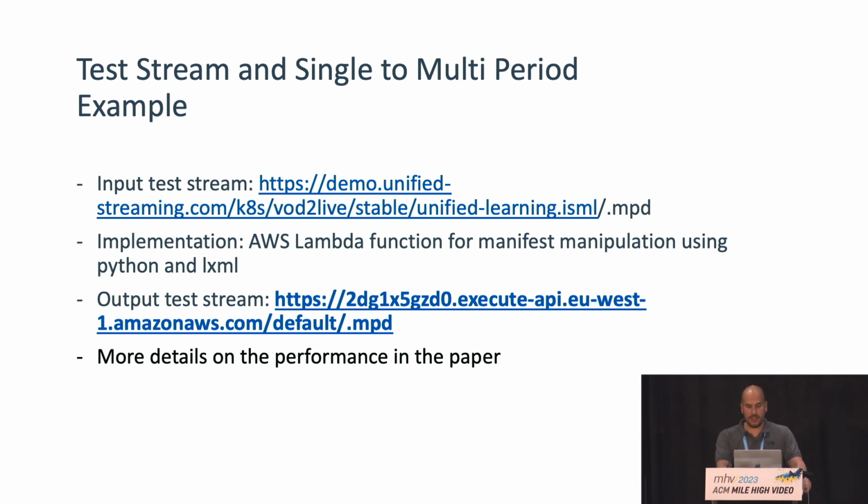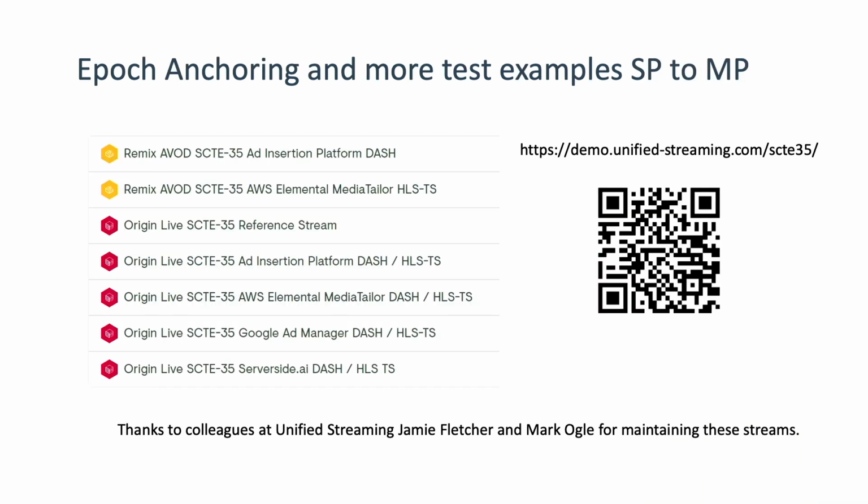This is basically a simple version of a DAI ad proxy, where you take a single period in. It can be a live stream. There's a link here to the live stream, and we implemented a cloud function in Python with lxml that just enables splitting the period, and it was actually working for live. So we got that working. That was implementing the single period to multi-period DASH workflow. And then we also have some more test streams available.